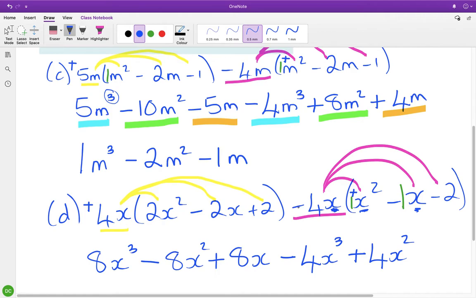And the last multiplication, 2 minuses, so same signs give me plus. 4 times 2 is 8, and then just x.